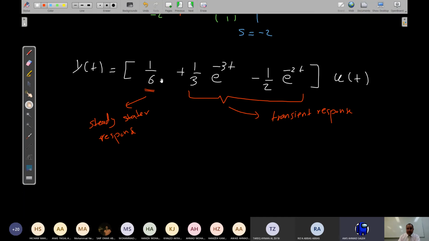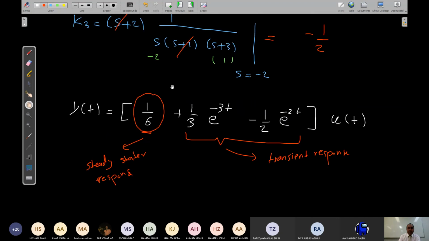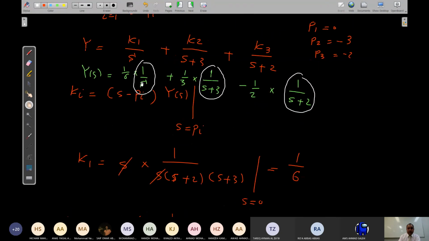Another thing, this term is coming from where? From the input or from the system itself? If I remember, this term was coming due to the input, correct? So in mathematics, what do we call it? The forced solution or the particular response. And those are what we call the homogeneous response or the natural response, which are the transient response.